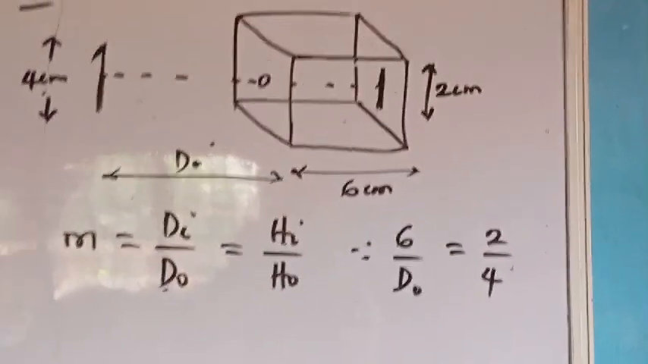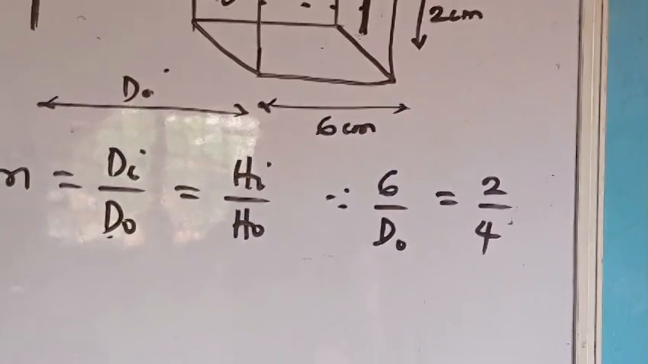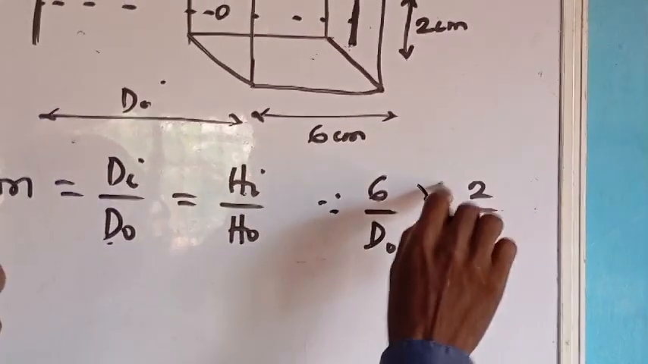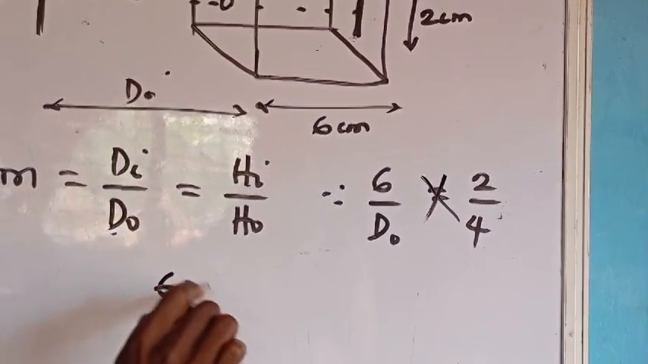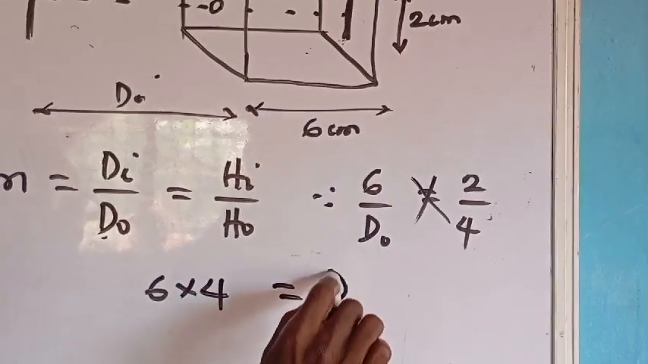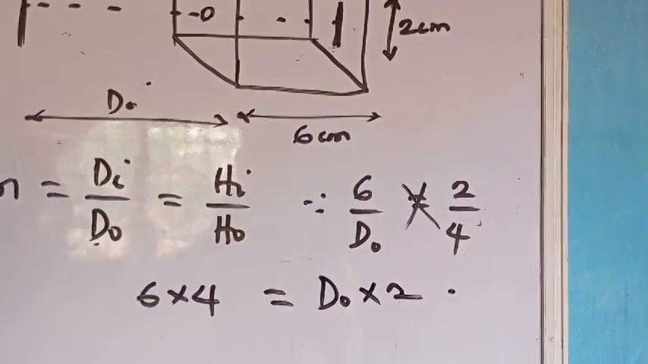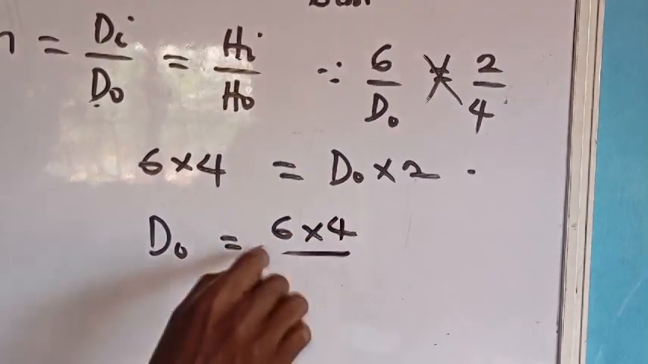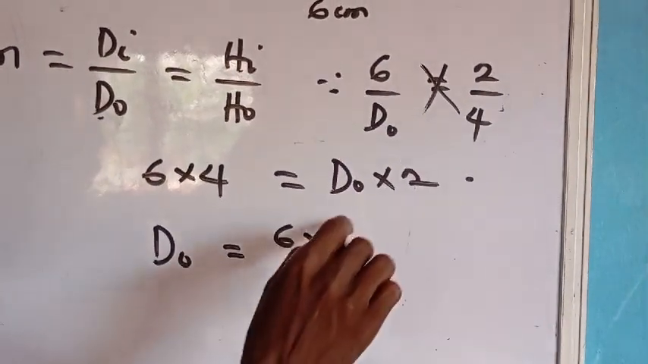So in this case now, we are going to what? Divide both sides by 6. Although, let's look at it this way. Listen. From here now, if we cross multiply, we are going to say 6 times 4 equals this times 2. Divide both sides by 2. We now say that this becomes 6 times 4 divided by 2. And if these two cancel, the 2s cancel.